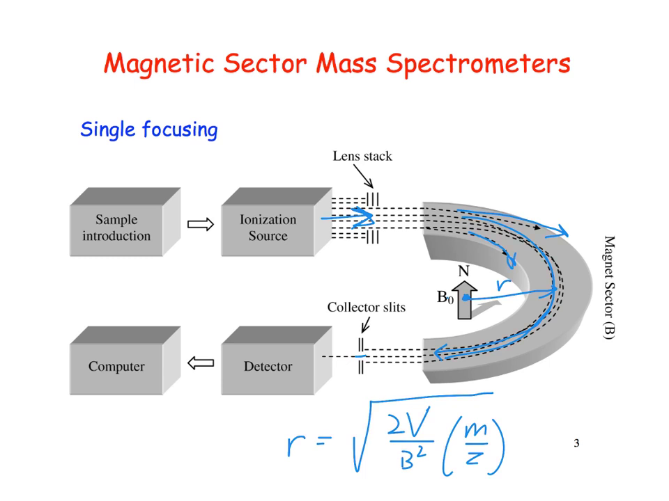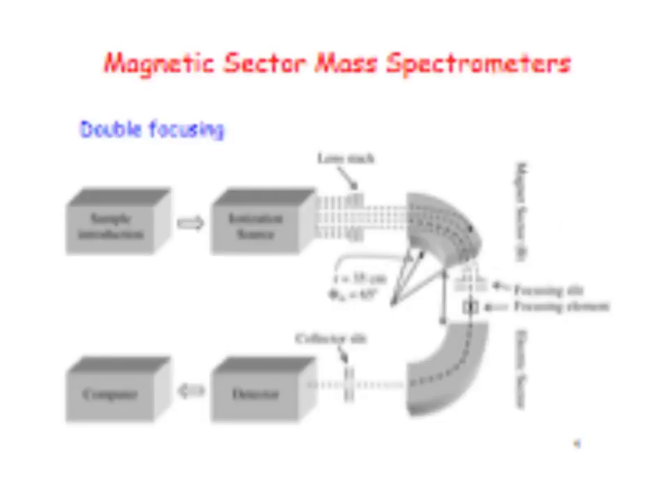But if we scan through either the voltage or the magnetic field, we can gradually bend this whole curve and scan through all the different mass to charge ratios. Okay? And so that's the way we would essentially get the full mass spectrum. So we can hook together more than one of these methods to separate the ions. And this is called a double focusing instrument.